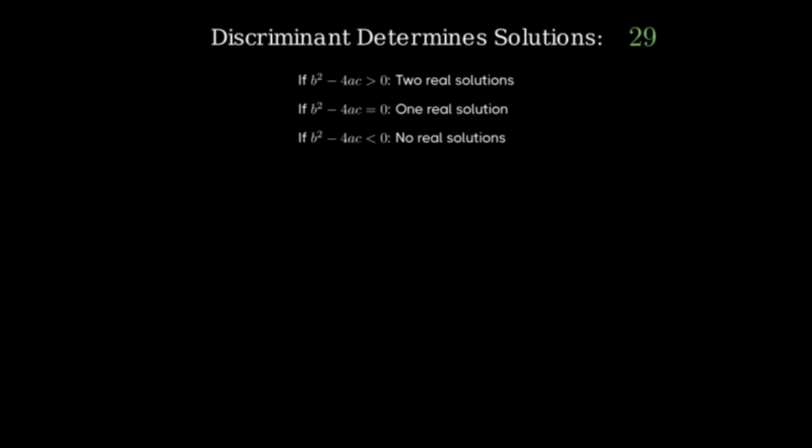In our case, the discriminant is 29, which is clearly positive. This means our quadratic equation x squared plus 5x minus 1 equals 0 will have exactly two real solutions. These solutions will be different from each other.